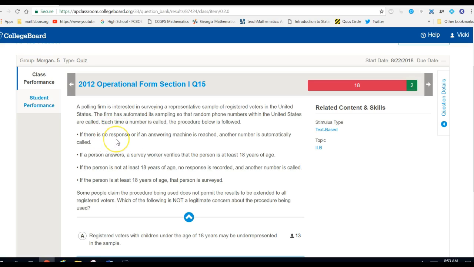So what's going on here: the telephone number is in the sample itself and should be included in the survey, but for some reason those people are not answering the machine or not at home, so they're being left out of the survey responses. That is non-response. The second one: if a person answers, the survey worker verifies the person is at least 18 years of age. If they are not, no response is recorded, again turning those numbers in the sample into a non-response. Okay, so again, this is like a non-sampling error here as well.